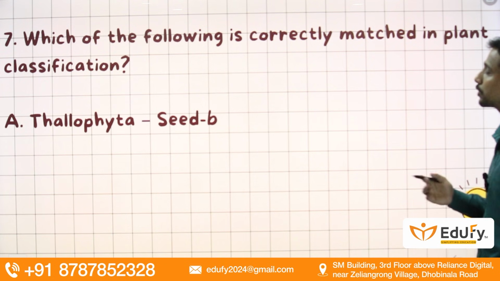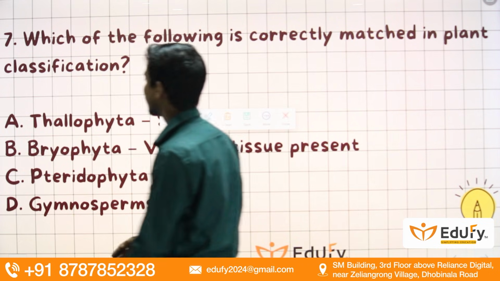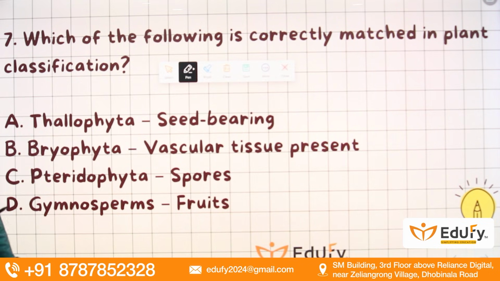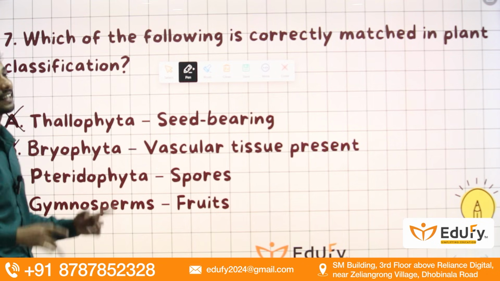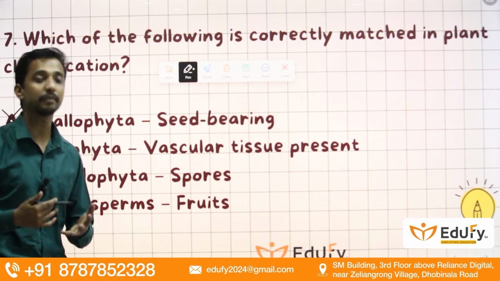Moving towards the next question, guys, which one of the following is correctly matched in the plant classification? The thallophyta, the algae, they are non-seed bearing. So this one will be incorrect. Bryophyta, in bryophyta, vascular tissue is absent. What is vascular tissue? The one that conducts water, minerals and food, such as xylem and phloem.